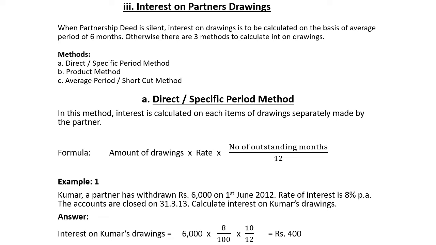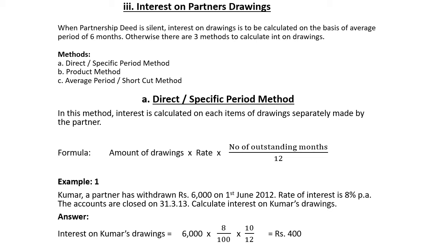In that, first one, direct or specific period method, and second one, product method, and third one, average period or shortcut method. In the first method, interest on drawings is to be calculated on each item of drawings separately made by the partner. We have the formula for that, that is amount of drawings into rate of interest into number of outstanding months divided by 12. This method is very simple and easy. Let us move to the problem.